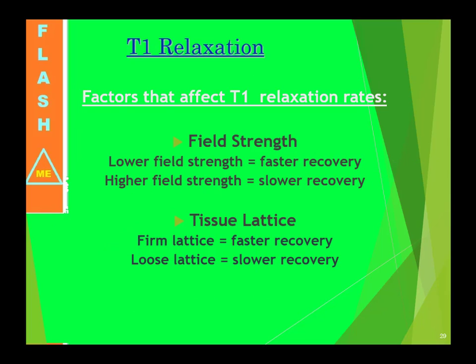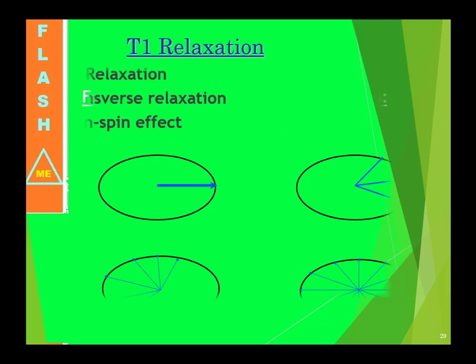T1 relaxation. Factors that affect T1 relaxation rates. Field strength: lower field strength equals faster recovery; higher field strength equals slower recovery. Tissue lattice: firm lattice equals faster recovery; loose lattice equals slower recovery.